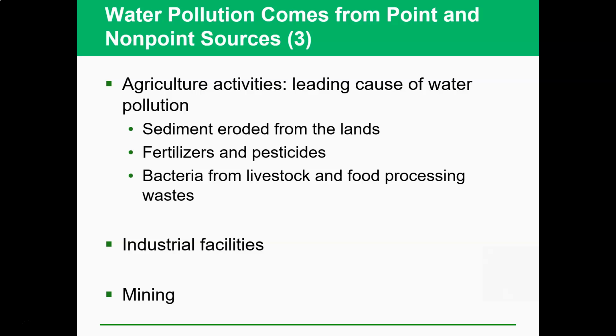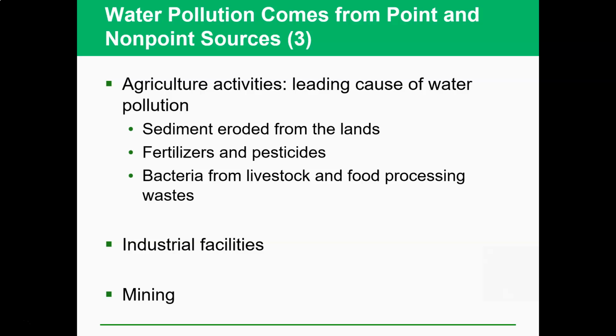So this is like sediment eroded from the land. When you're churning up the dirt, if you're not taking care of it, you're tilling too much, the sediment can flow down and basically clog up the waterways. Then there are fertilizers and pesticides, over-fertilizing, overusing pesticide, and then bacteria from livestock and food processing waste. When you have livestock and they create their waste, if you don't store it properly, of course it will run off and can put a lot of bacteria into the waterways as well.